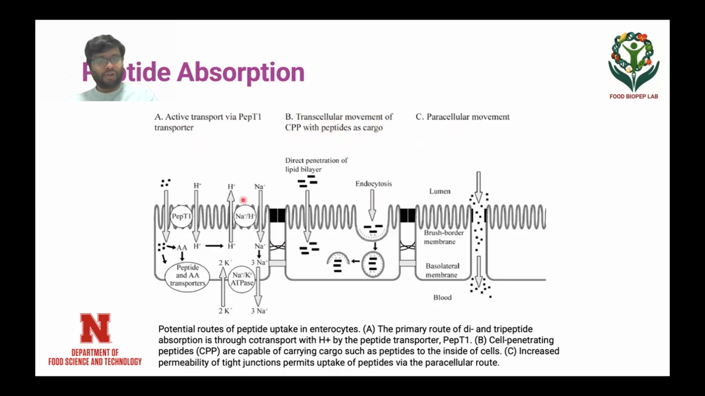So it can go through a specific receptor and then go inside the cells, and then it could be broken down there, or it can remain intact and then go to the bloodstream. Here, it can penetrate the bilayer, go through endocytosis, and then get absorbed, or it can be absorbed through the paracellular route, between the gap between two epithelial cells, and the peptide gets absorbed into the bloodstream. So this is the way the peptide gets absorbed.